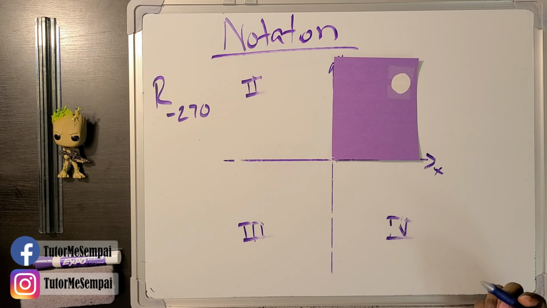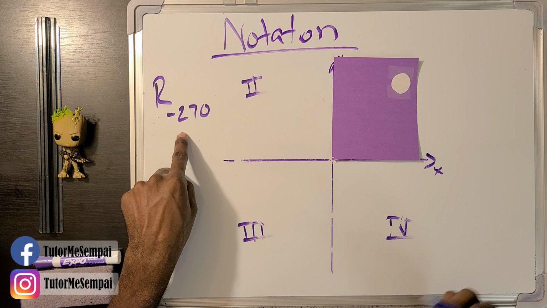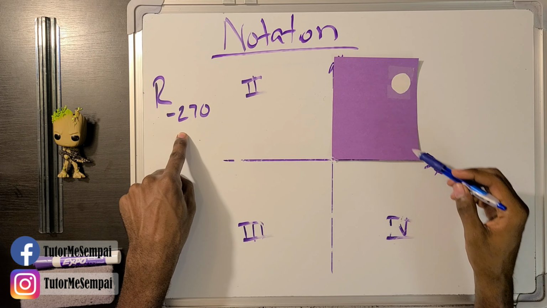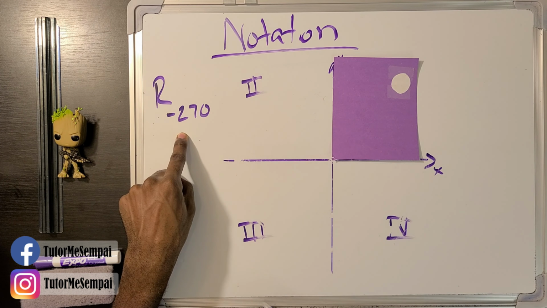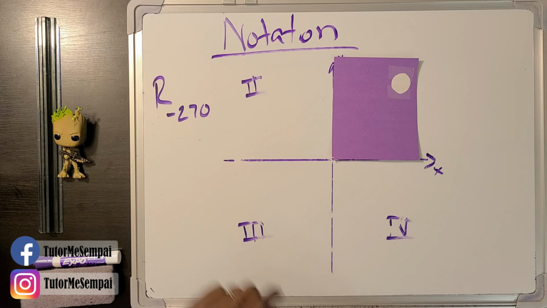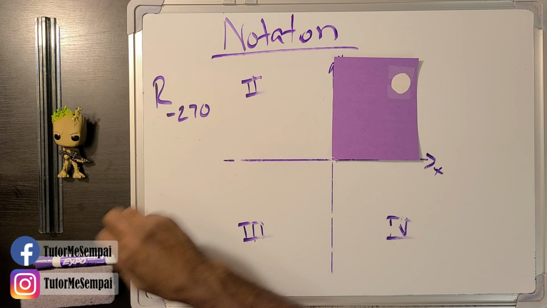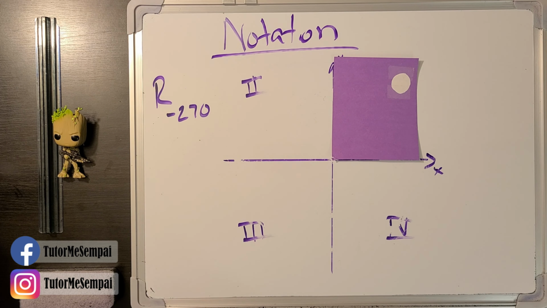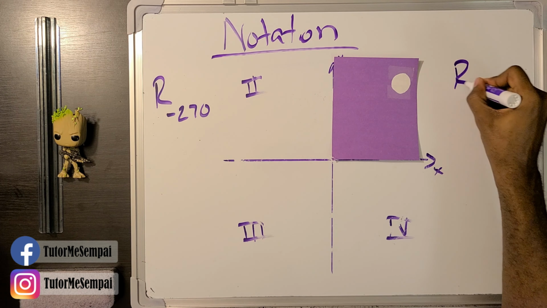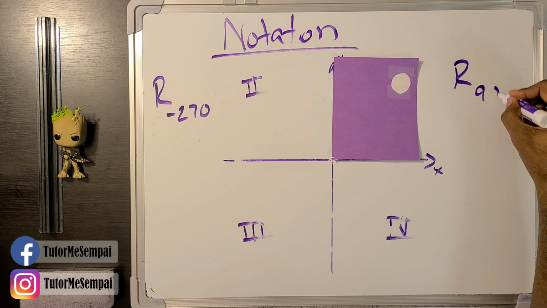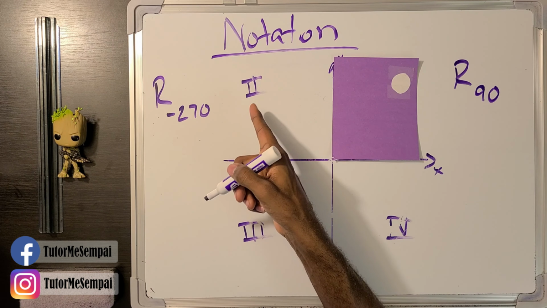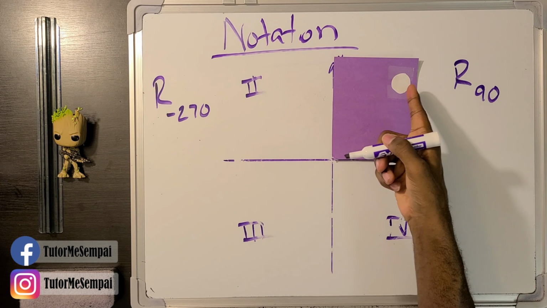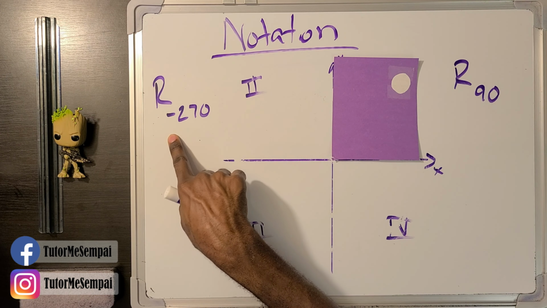seen why. Let's say we have to rotate this point negative 270 degrees. Now we know, we just saw it end up in quadrant 2. However, what's another way of getting something in quadrant 2? We can rotate it positive 90 degrees.